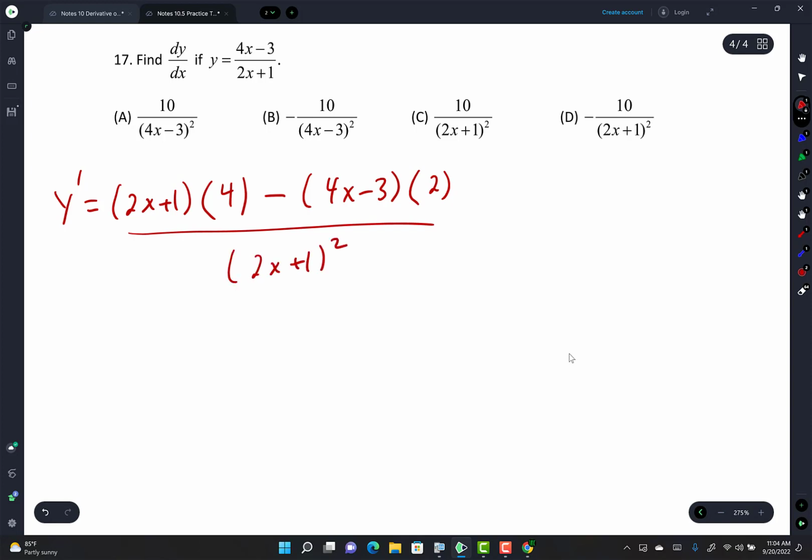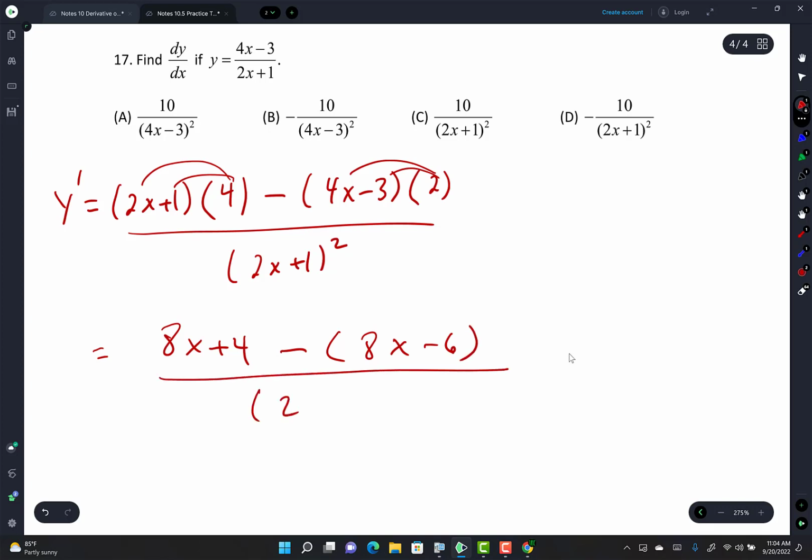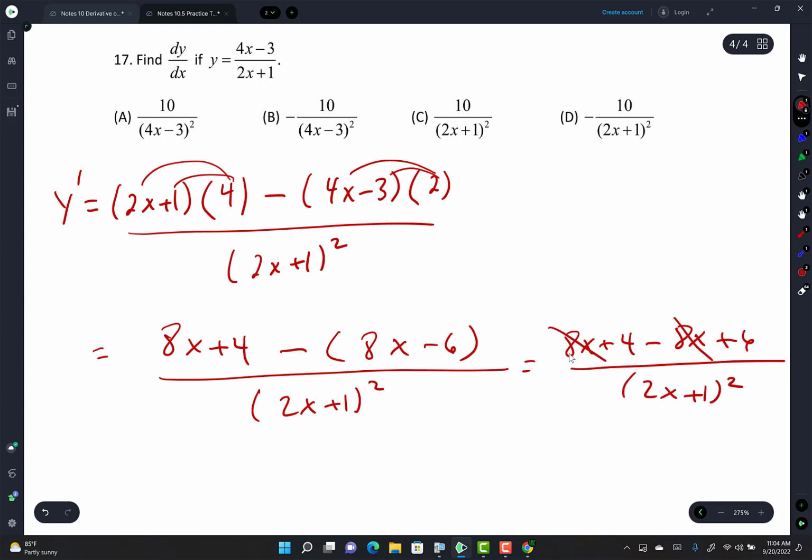Perfect. You're done with calculus. The rest is algebra, guys. So let's see if we can do some algebra here. 8x plus 4 minus parenthesis. If you can do it in one step, do it. But if not, no big deal. 8x minus 6 close, all over (2x plus 1) squared. I can already see 8x plus 4 minus 8x plus 6 over (2x plus 1) squared. 8x is going to cancel. 6 plus 4 is 10. So I see 10 over (2x plus 1) squared.